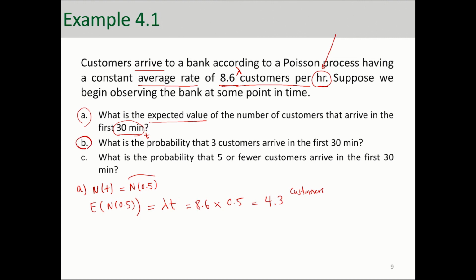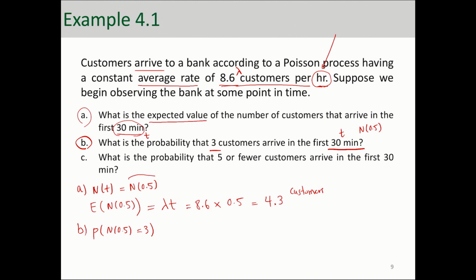Part B, what is the probability that 3 customers arrive in the first 30 minutes? So the random variable doesn't change. Still t is 30 minutes, so your random variable is still N of half an hour. But what you're doing here in part B is calculating a probability. Probability that N of 0.5 is equal to 3.